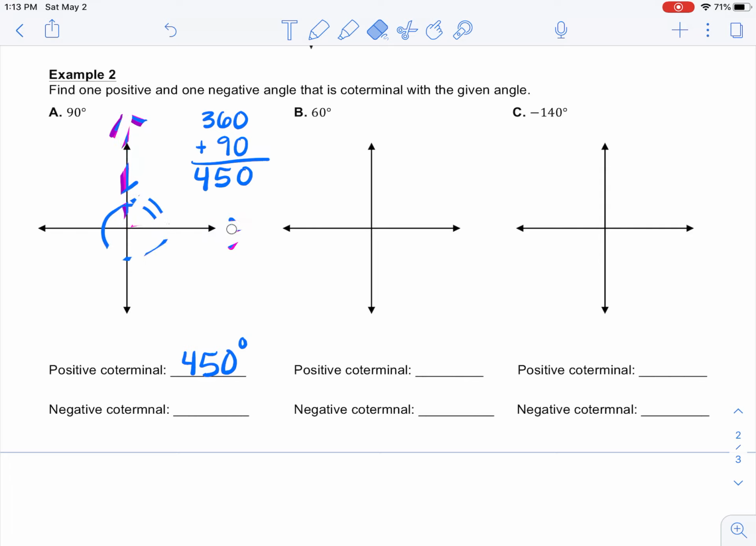All right, now I'm going to go ahead and take away what I just drew, just to give you a clean slate for the next part.